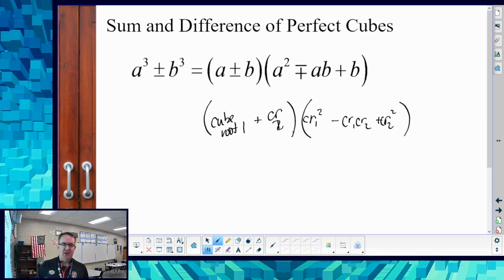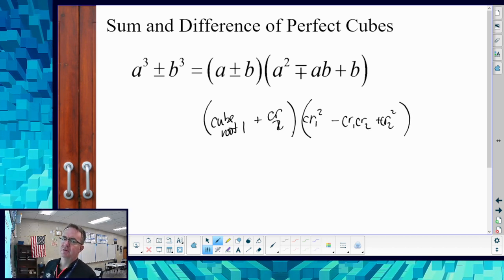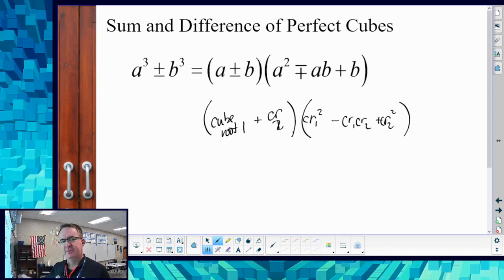And again, since you've learned it conceptually, it doesn't often take that much more time. You just kind of learn it because you're doing it step by step.